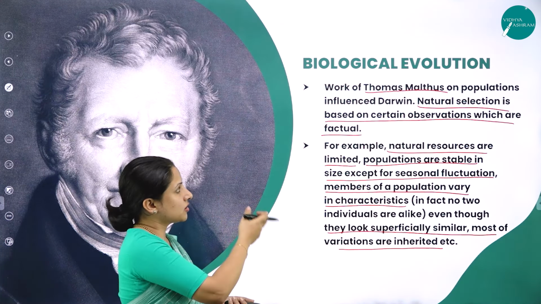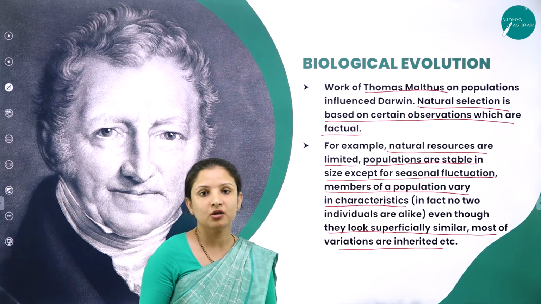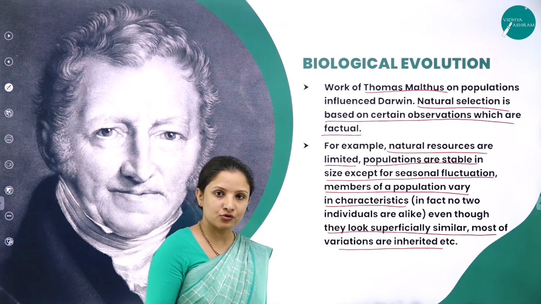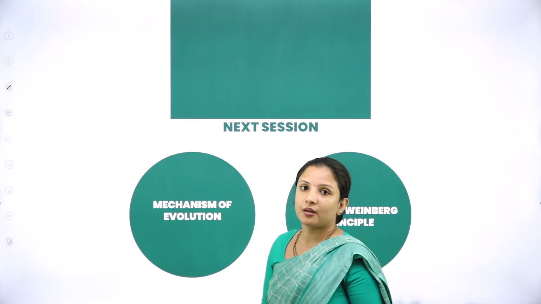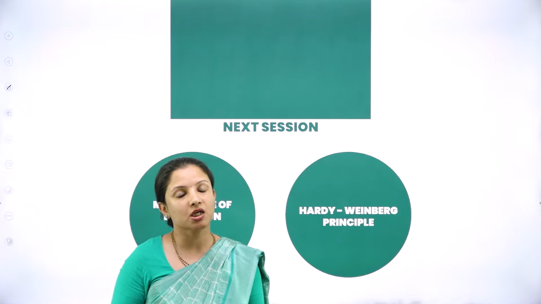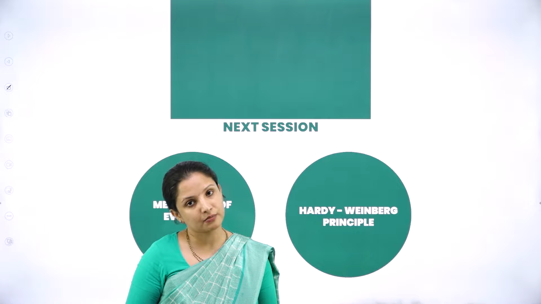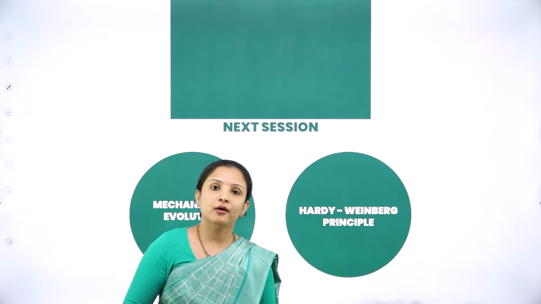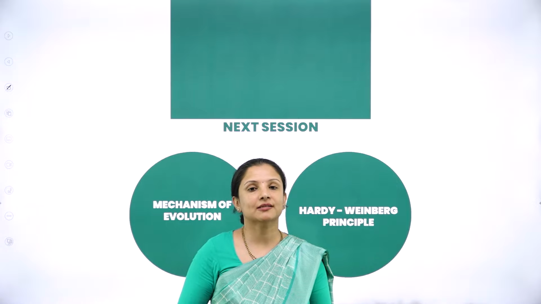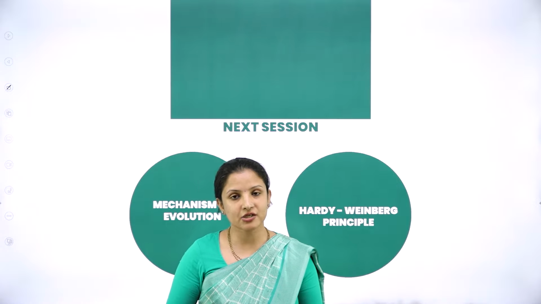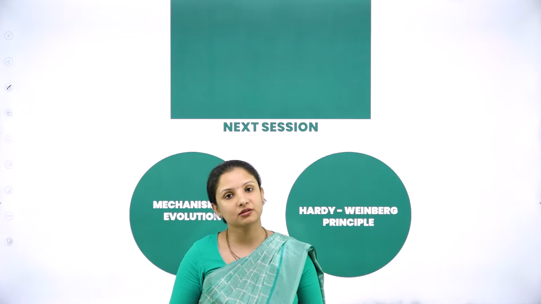So all these theories or work of Thomas Malthus also prove that Darwin's theory of natural selection is true. So this was about the session wherein we learnt about adaptive radiation, taking Darwin's finches as an example and also the Australian marsupials as an example. And also we got to know about different theories under biological evolution, that is Darwin's theory of natural selection and the survival of the fittest, and Lamarck's theory, that is the use and disuse theory.